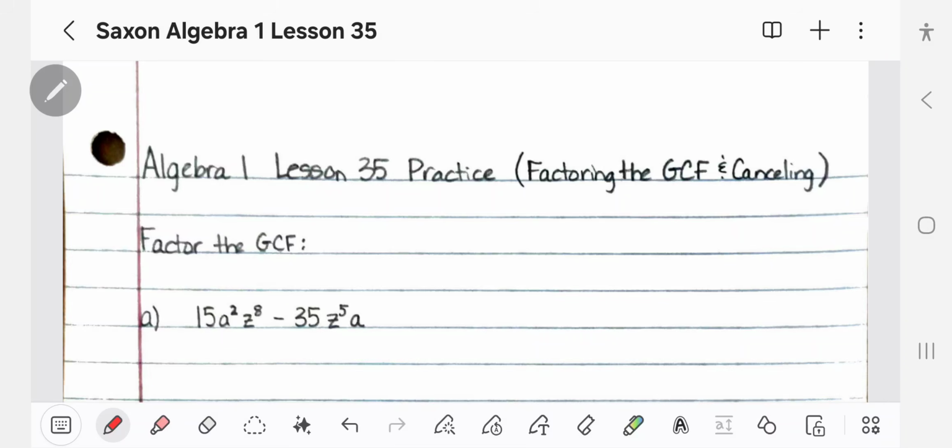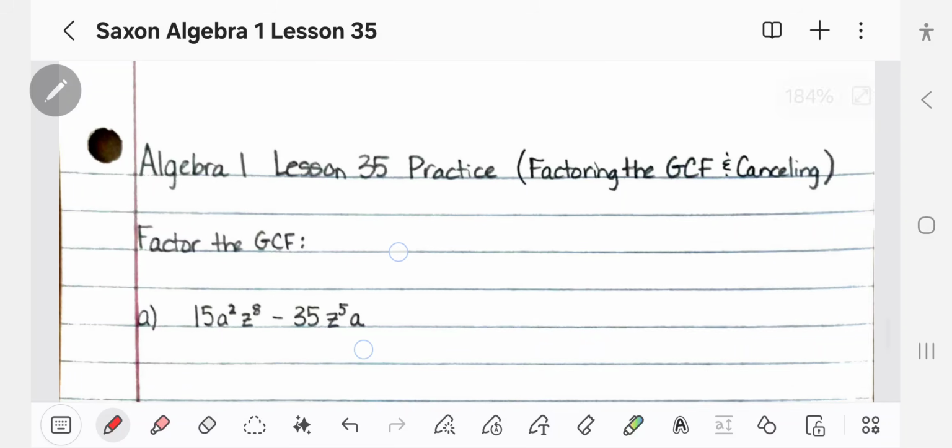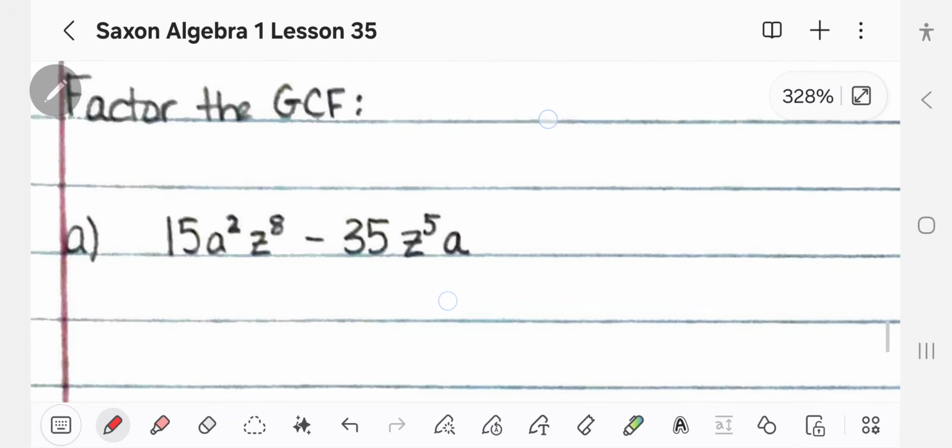This is Algebra 1, Lesson 35 Practice. We're going to be factoring the GCF and canceling. So let's start by factoring the GCF.